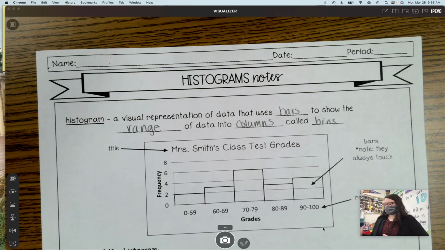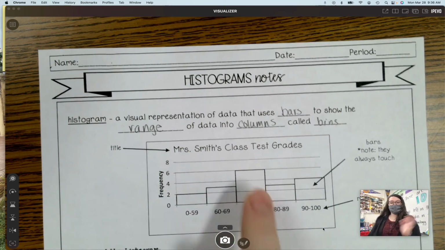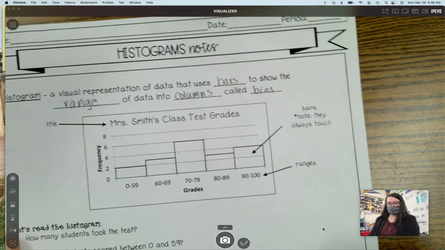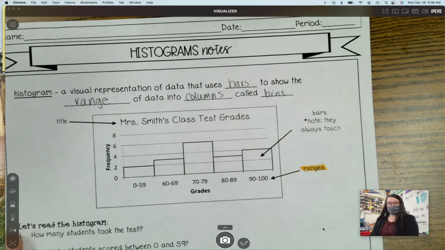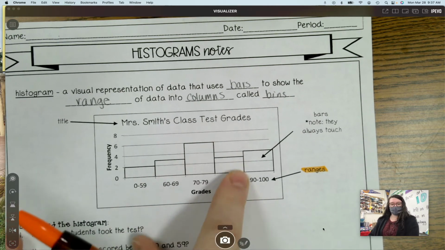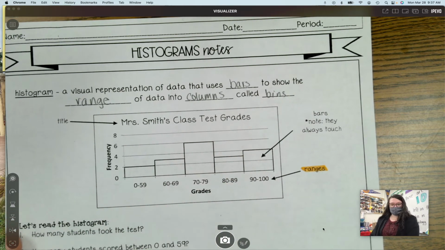All right, talking about histograms. So a histogram is a special kind of bar graph. There's a couple things that make it different from a bar graph. The first thing is that they have ranges. On a bar graph, it's just going to be one thing for each of my bars. But here I have more than one thing.